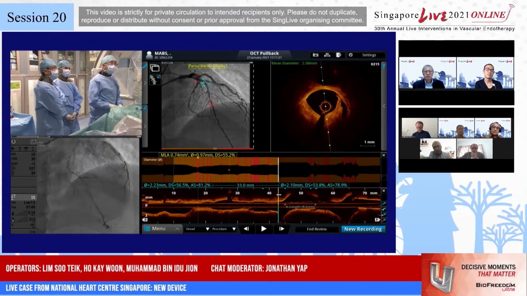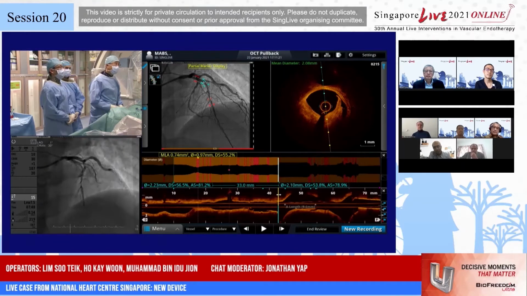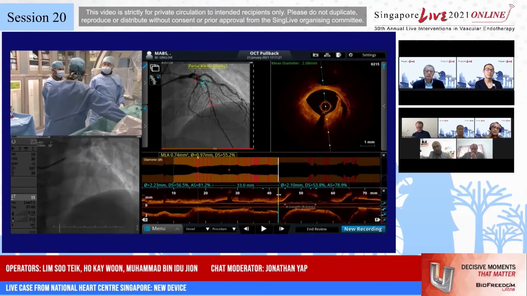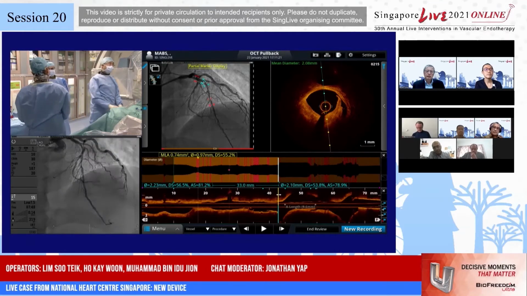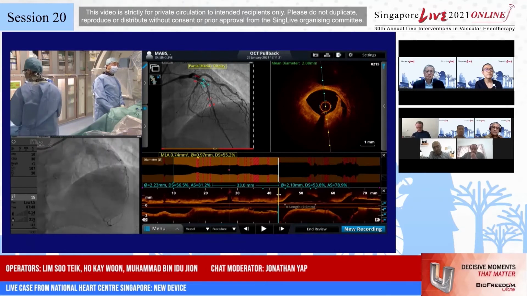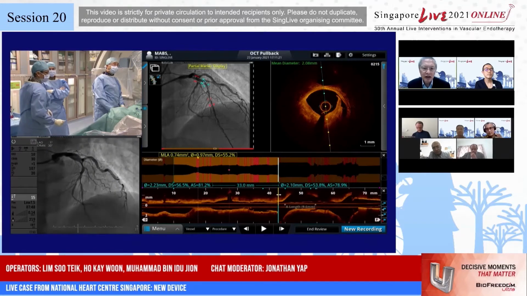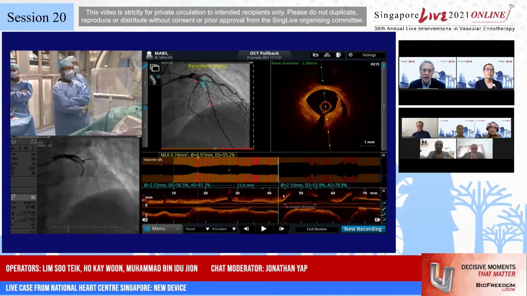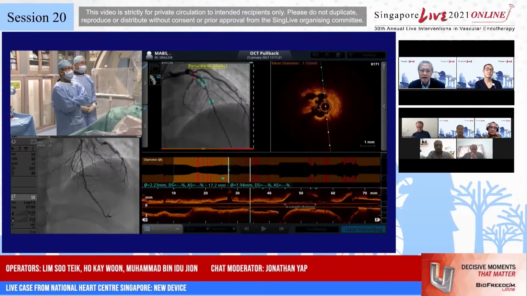If that's the case, then we will implant the 2538. What do you think of the size of the vessel distally? Can you take a 3.0 instead of 2.5?